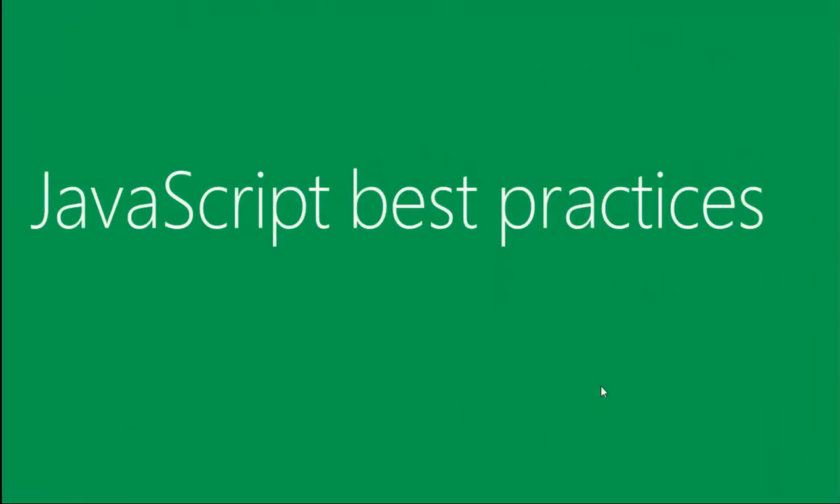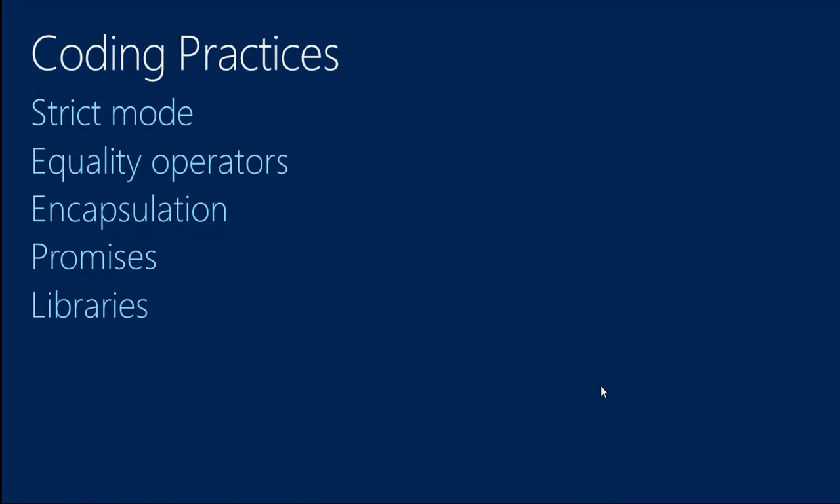Okay, so let's plow right into JavaScript best practices. We're going to talk about some things that you should always do and give you some techniques that are going to be really helpful as you start to create these apps. Some simple things like strict mode and equality operators and encapsulation. Some things that are likely very new to the folks in here, like promises, we're going to cover. But all of these, I think, are critical to being able to create good apps in the new model.